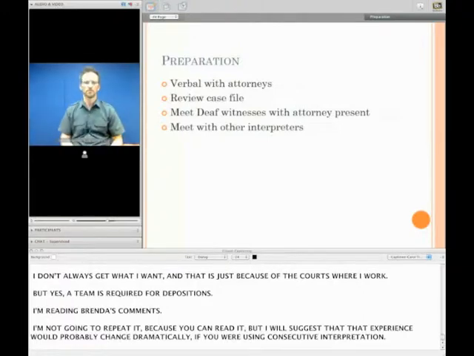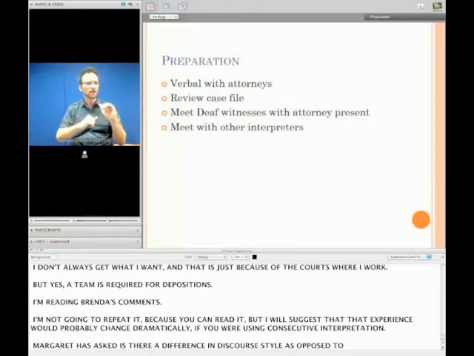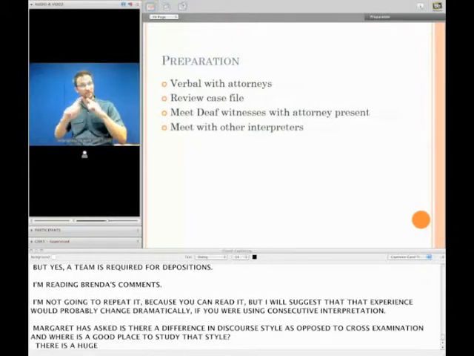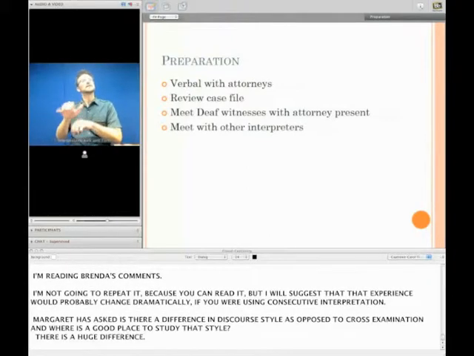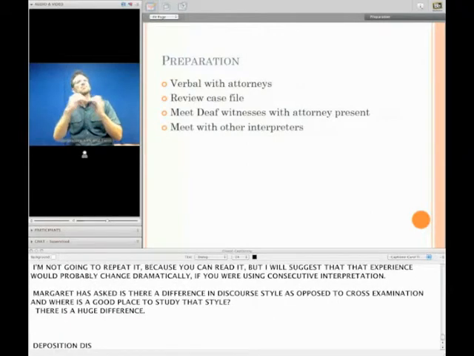Margaret has asked, is there a difference in discourse style as compared to cross-examination, and where is a good place to observe and study that style? There is a huge difference. Deposition discourse style is much more like direct examination. Remember, we're talking about the WH questions. Very little cross-examination will happen in a deposition.